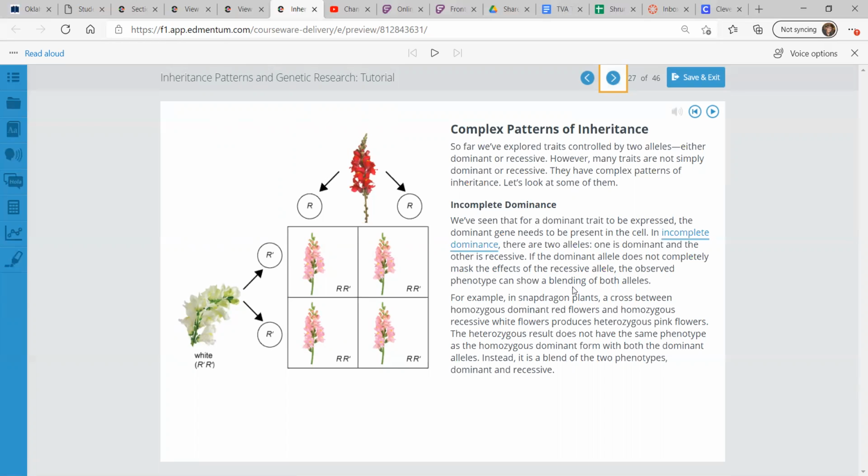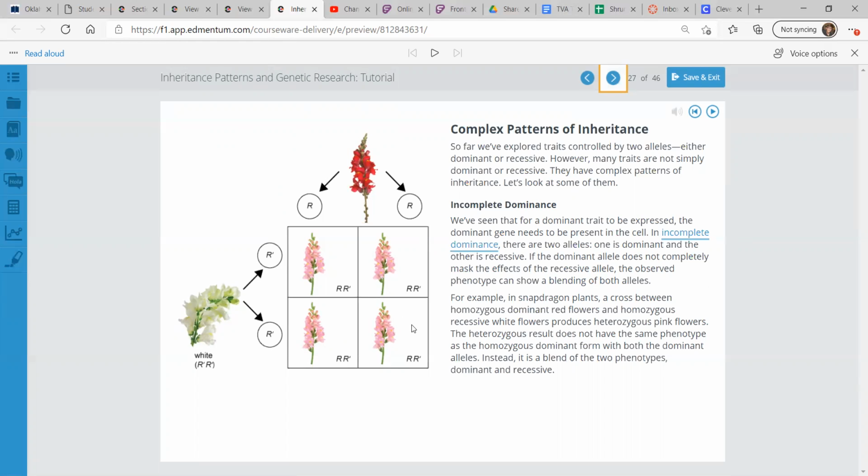In incomplete dominance, there are two alleles. One is dominant and the other is recessive. If the dominant allele does not completely mask the effects of the recessive allele, the observed phenotype can show a blending of both alleles. So, for example, in snapdragon plants, a cross between homozygous dominant red flowers and homozygous recessive white flowers produces heterozygous pink flowers. Makes sense? Red plus white equals pink.